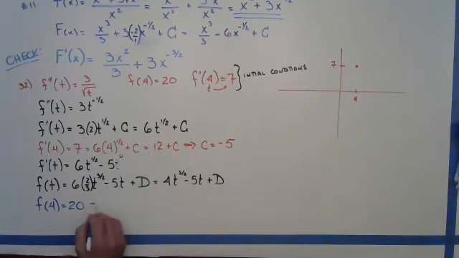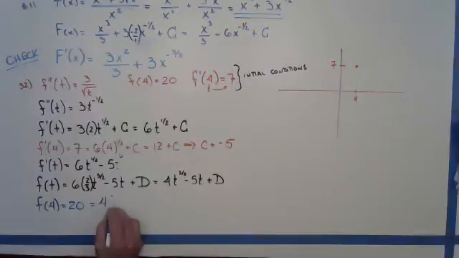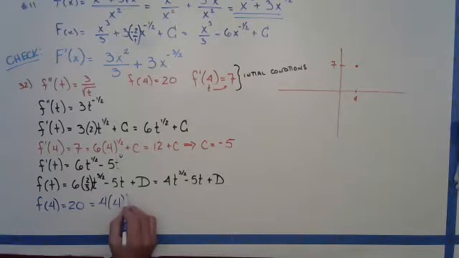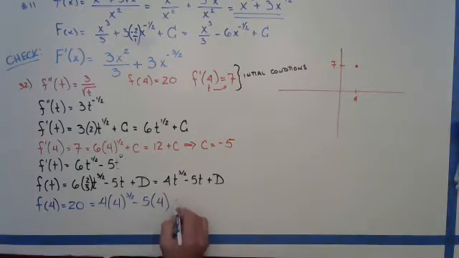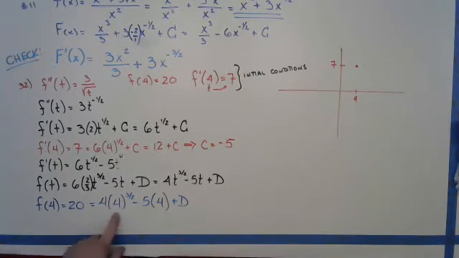I'm going to plug in 4. So this is going to be 4 times 4 to the 3/2 minus 5 times 4 plus d. And then we're going to solve this equation, just like we did before.